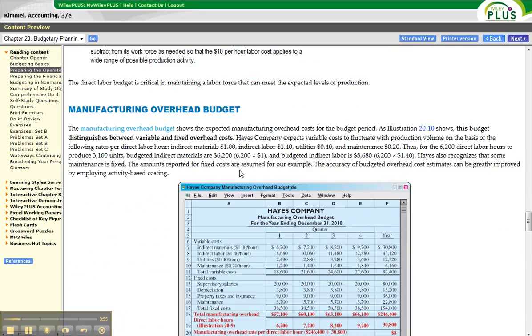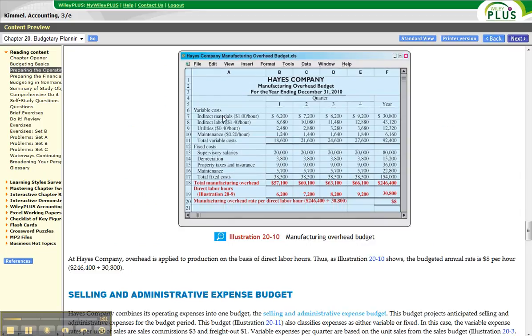we're basing overhead on labor hours. It says that somewhere in this example. So indirect materials are expected to be $6,200 because they're expected to be $1 per hour. So you just multiply those out for every quarter. Same thing with indirect labor, utilities, maintenance. All right. Fixed costs are just fixed. They're going to be the same every quarter.